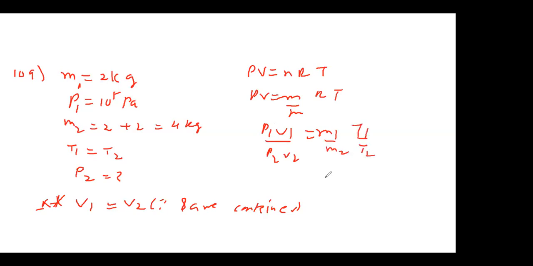First pressure 10 raised to 5. Volume is same, cancel. Second pressure we want. First mass 2, second mass 4, temperature same also cancel. 2 2s are 4. So new pressure is 2 into 10 raised to 5 Pascal. 2 into 10 raised to 5 Pascal is the option.